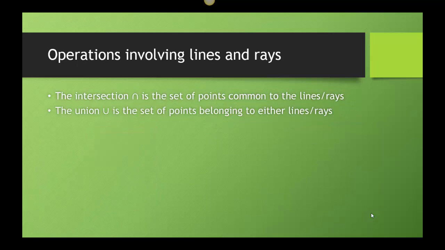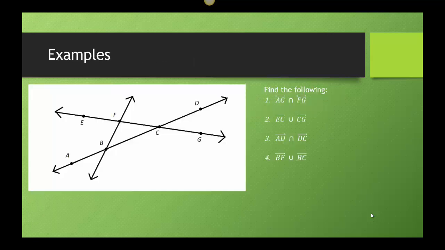We do have a few operations we can talk about with lines and rays. We can talk about intersection and union. So intersection looks kind of like an upside down U, and it stands for all the points in common between a line and ray, whichever 2 we are trying to put together, where the union, which looks like a U, is the set of points belonging to either of the lines or rays. So intersection says what's in common, union says put it all together. So let's look at an example of that.